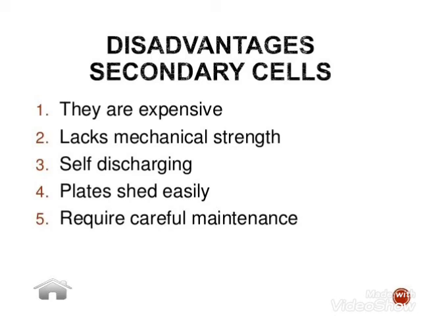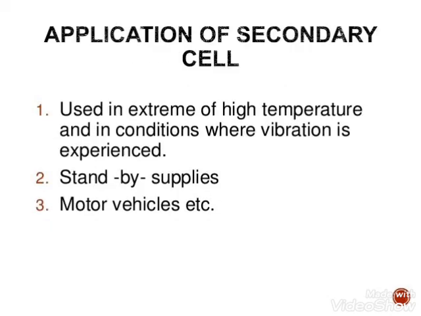What are the disadvantages? They are expensive, very costly, they lack mechanical strength, and they self-discharge, even when we are not using them. Plates shed very easily and they require careful maintenance, while in the case of primary cells we said that they do not require any maintenance.